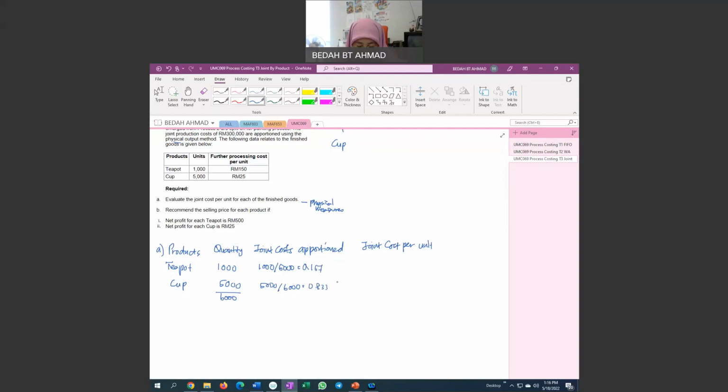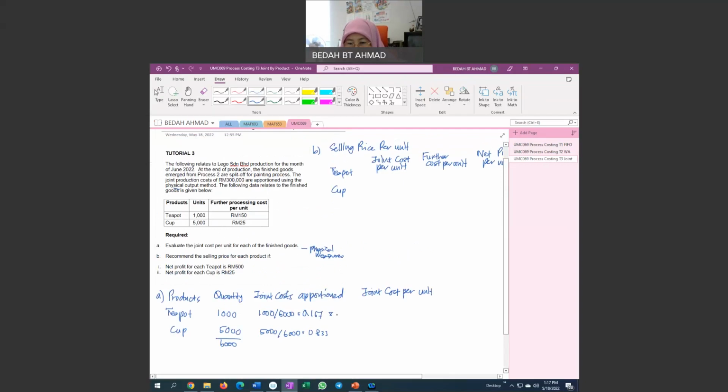Then we need to multiply by the cost. The joint cost apportioned, given in the question, is 300,000 ringgit. So for the teapot, 0.167 multiplied by 300,000 is about 50,100, and for the cup, 0.833 multiplied by 300,000 is about 249,900.